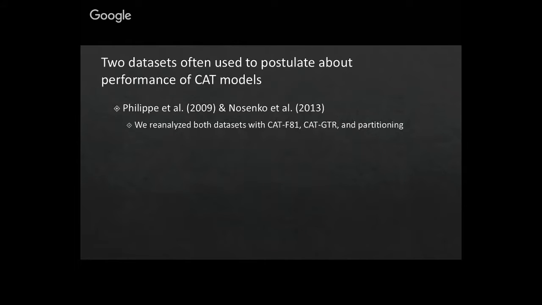So we reanalyzed both data sets with CAT-F81, CAT-GTR, and partitioning. Philippe et al. 2009 was only analyzed with CAT-F81 and a single site-homogeneous model, not CAT-GTR or partitioning. So I wanted to see how those models performed on that data set. Nosenko et al., they did use CAT-F81 and CAT-GTR, but they didn't use partitioning. So I thought these were going to be good data sets to kind of look at how these models perform with empirical data.